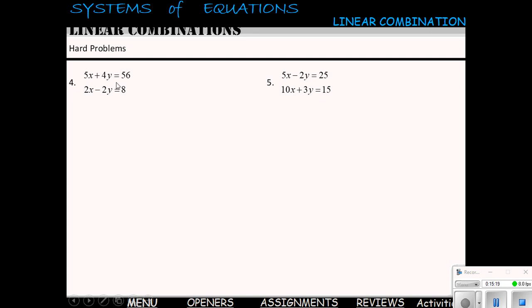Okay, the last set here are hard problems. I will do the one on the left, and I'm going to ask you to do the one on the right. And the first thing you'll notice is nothing is ready to cancel out in this system. So I can't simply subtract these equations. 5x minus 2x would be 3x, and 4y minus negative 2y would become 6y. If we tried adding the equations, we'll get 7x and 2y. Nothing's canceling out. So what we're going to do is we're going to change one of the equations.